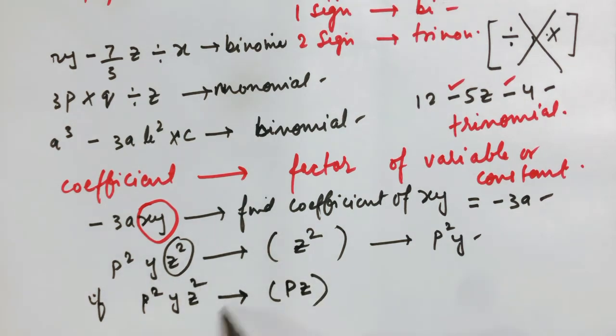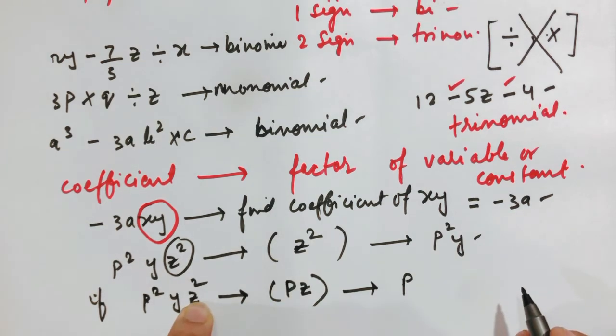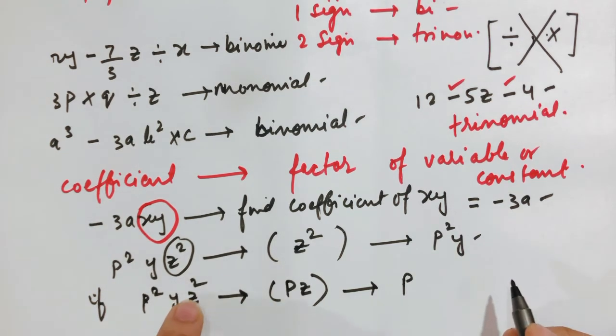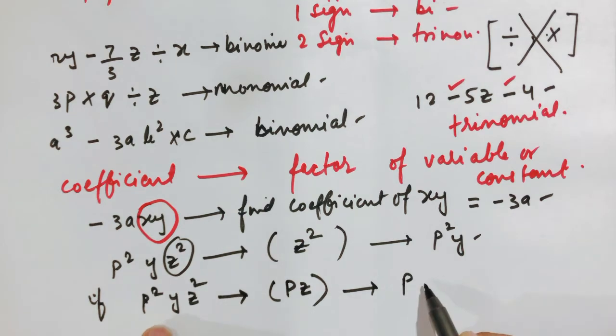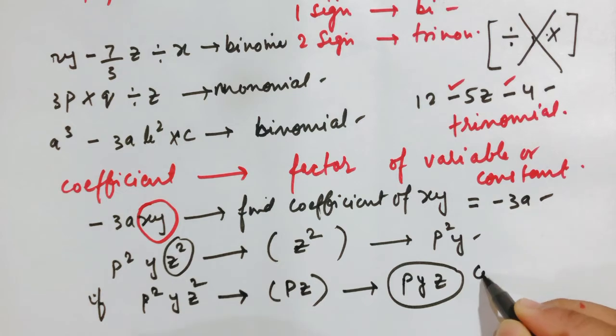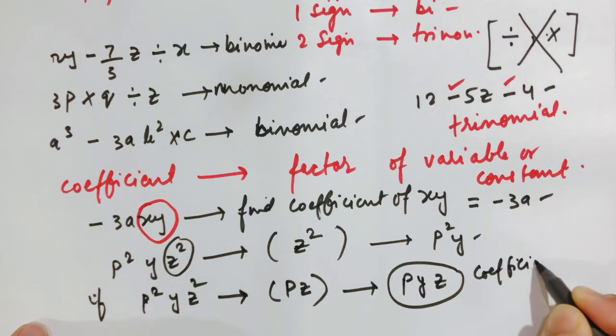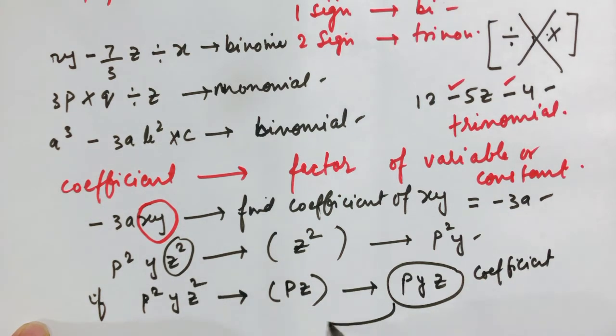So from this particular expression, when you remove p and z, what will remain? P, because two p's are there, p into p, so you are removing one p, and z into z, you are removing one z, so on removing p z it will be p y z. So this is the coefficient of this p z. So do not panic.